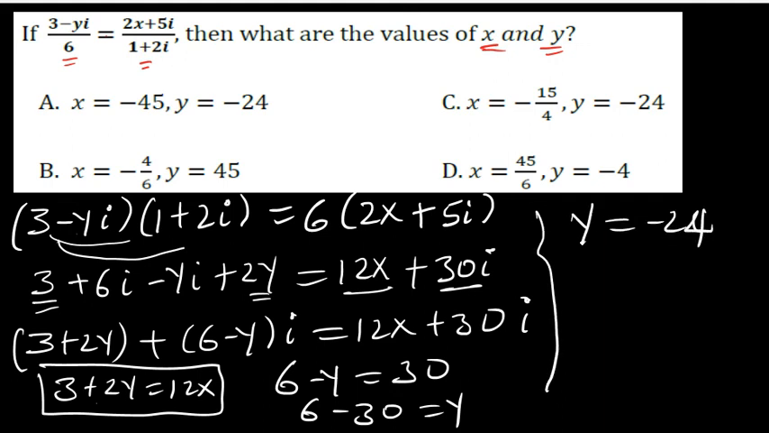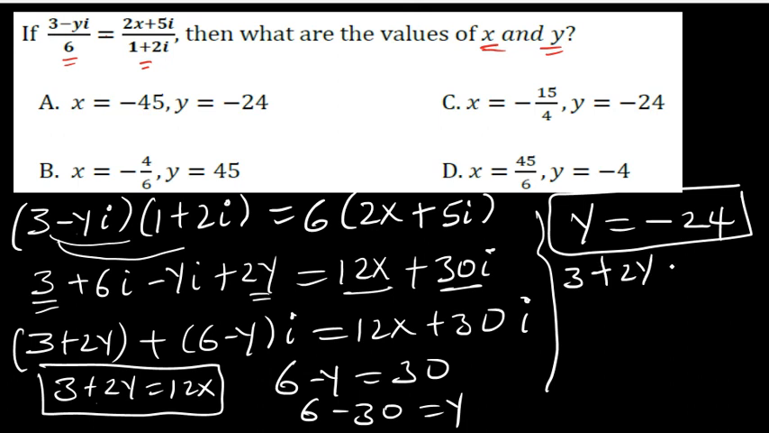At this point you can check the choices. Which choice contains negative 24 as the y value? It is C and A, so we still need to continue to check for x. Let's bring the other equation. It says 3 plus 2y is equal to 12x. We got the y value negative 24, so 2y will be negative 48.